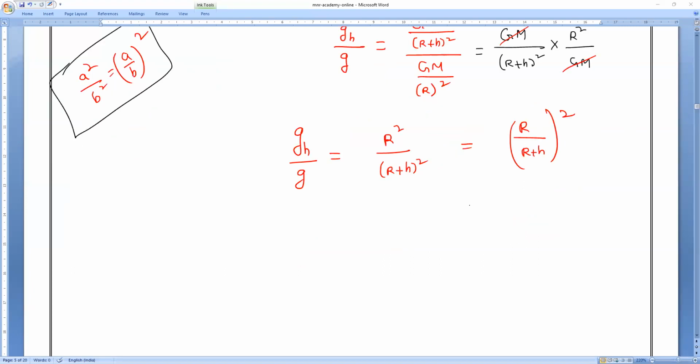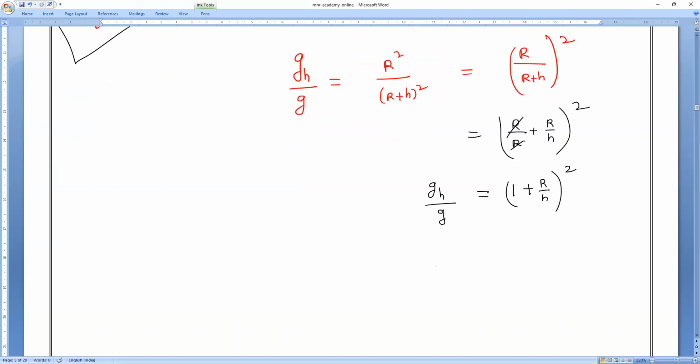So now what will happen, everybody? See here. Can I write this as R by R plus R by H? Both are the same, and this R is for both. Correct? Whole square. So now R and R will get cancelled, which will come as what? 1 plus H by R whole square, equal to g_h divided by g. So this is the formula.